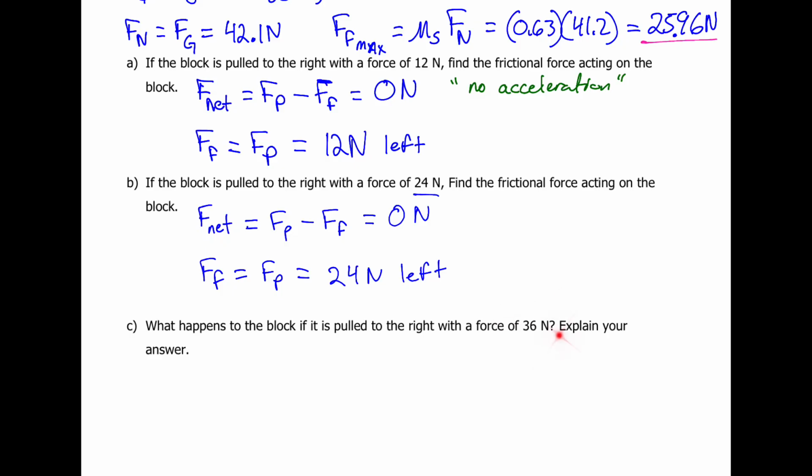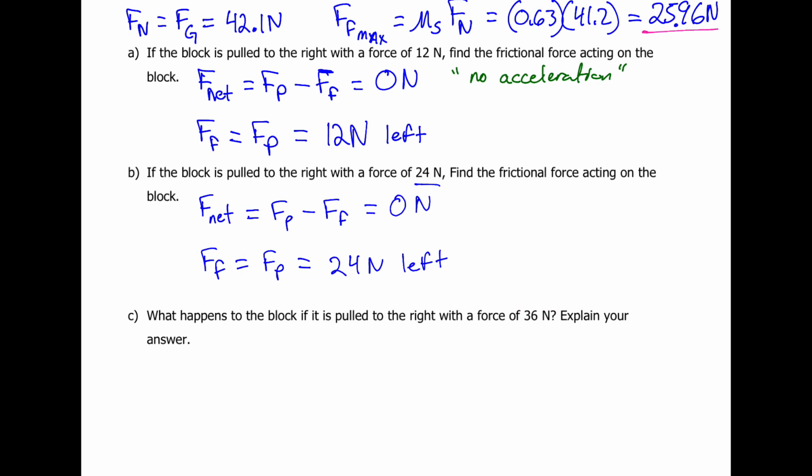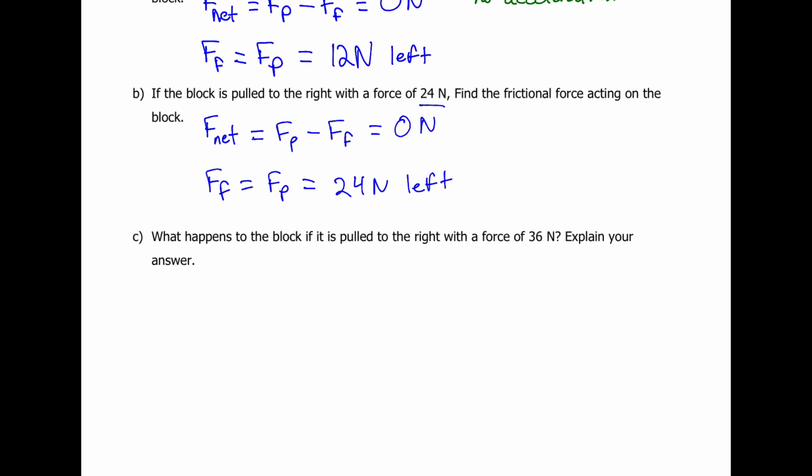Speaking of crossing the line, the next pull is at 36 newtons, above the line. So what we're going to change is we know the maximum friction will not be enough to hold it back. So we know it's going to move. So what will happen to the block if it's pulled? It will accelerate right.